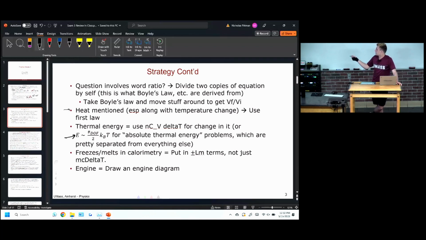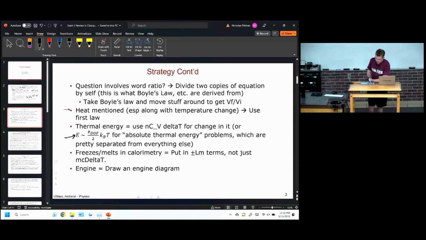The only thing I'll say is that sometimes heat appears in calorimetry problems, and those are sort of first law problems where you just write out all the Q's and they total up to 0. But in general, when you have a heat problem with an ideal gas, let's say, you're going to want to write out the first law.